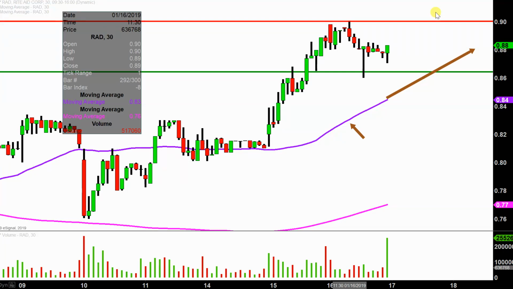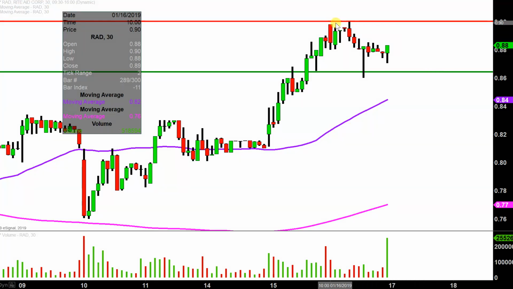Again, staying up above that 86, 87 cent mark would be definitely ideal, but not a do or die because you still do have the 50-period moving average down below you, which ideally you would want to see act as support.